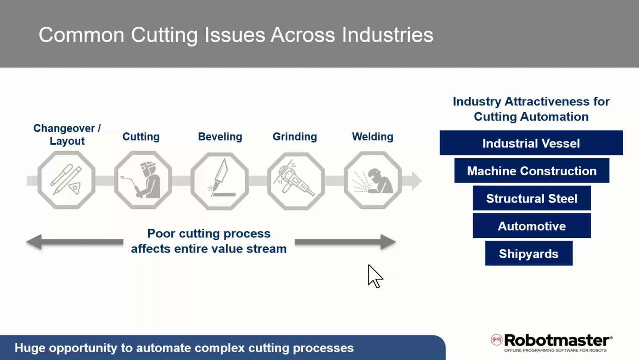If you look kind of in this value stream, the cutting process is only one thing that's affected. That layout and changeover, the amount of time spent beveling, just purely the amount of money that people are spending using filler material when they're welding to try to correct issues is a huge waste. We see this across industries, whether you're talking industrial vessels, heavy machinery, structural steel, automotive, and in shipyards, and there's a lot of others, that the product that they're creating isn't necessarily matched by the manual processes that they're using to create it.